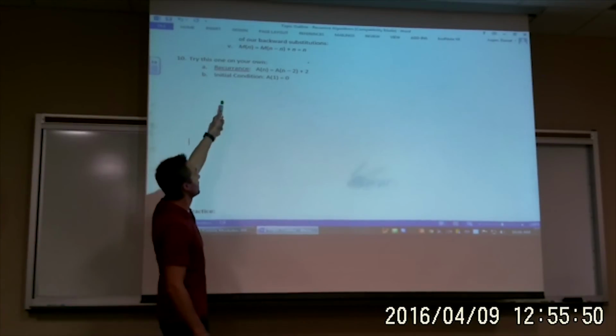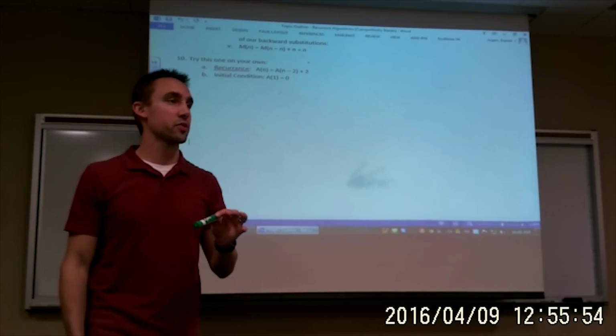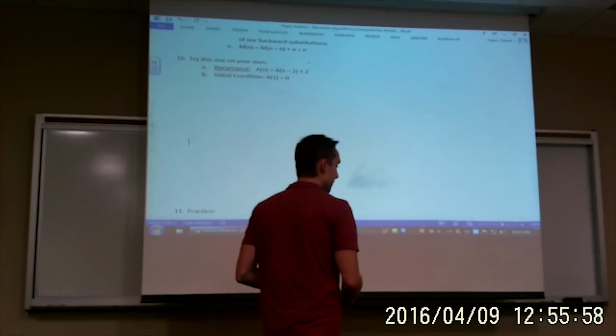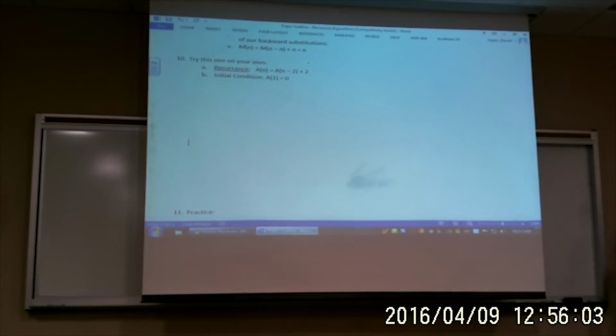I'm giving you a recurrence, giving you an initial condition, where you should start with backward substitution. Identify a pattern. Once you get the pattern, plug in I. Try to get that to equal the initial condition. Take a couple minutes and do this one.